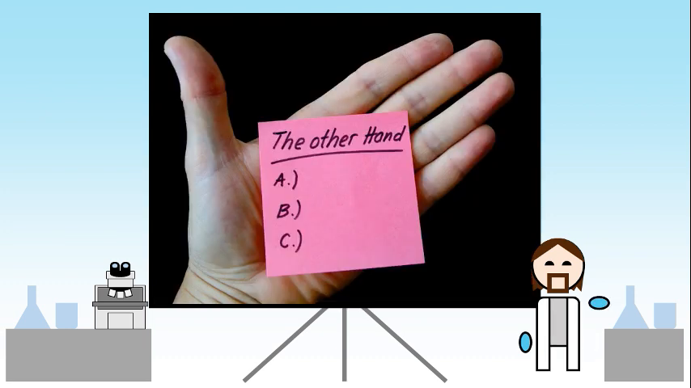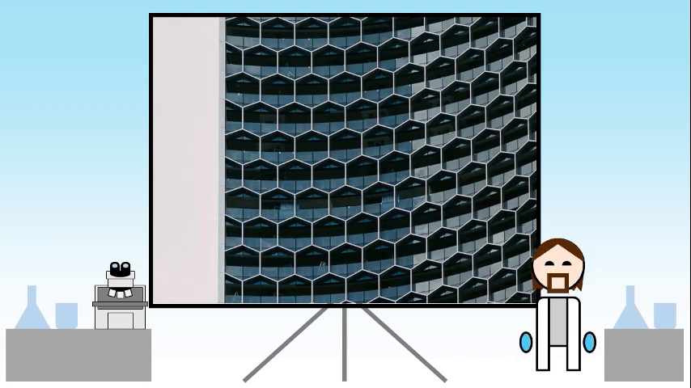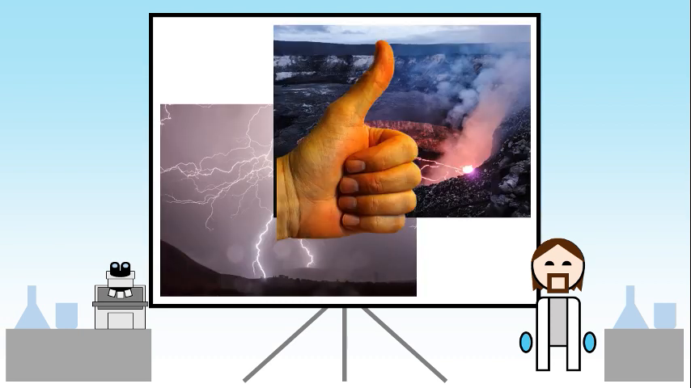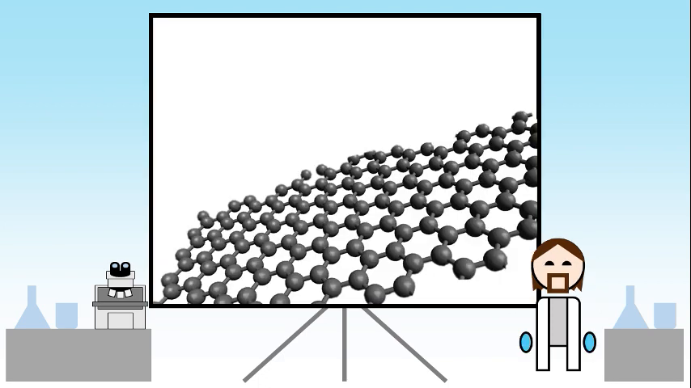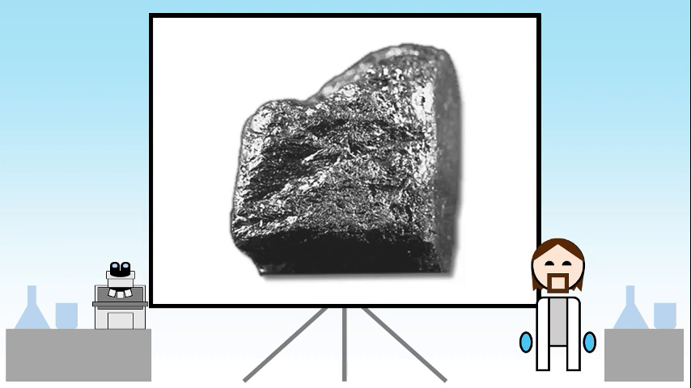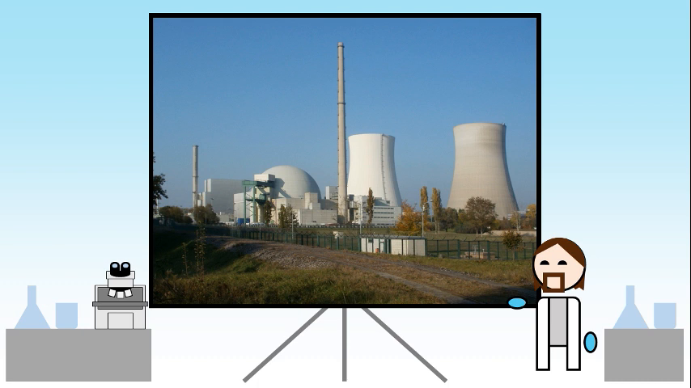sp2 bonding, on the other hand, produces flat sheets of carbon arranged in hexagons. This is graphene. In contrast to diamond, graphene is one of the most electrically and thermally conducting materials ever discovered, and it's very transparent. If lots of sheets of graphene are stacked together, you get a much more familiar material, silvery graphite. Just as you would find in pencils or nuclear reactors.